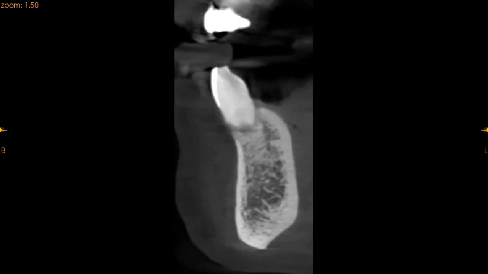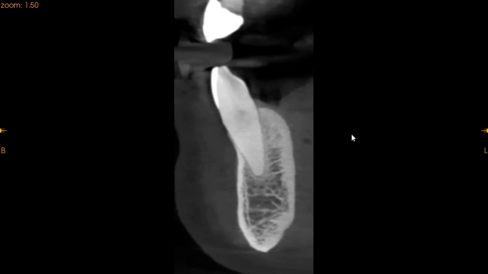Moving to the lateral incisor, you see that the lateral incisor has adequate bone support, but this lateral incisor seems to be very sclerotic as well. This is very interesting. This is probably one of the first cases we've seen that has all of the lower incisors absolutely sclerotic.